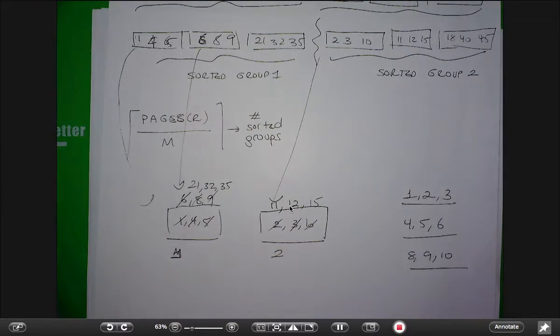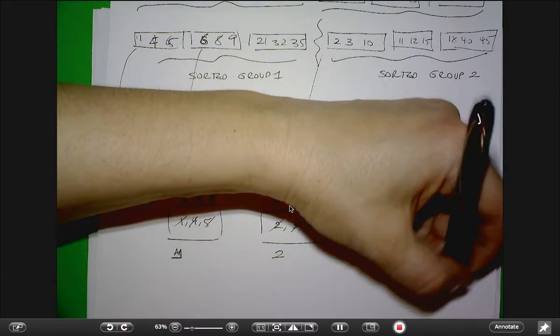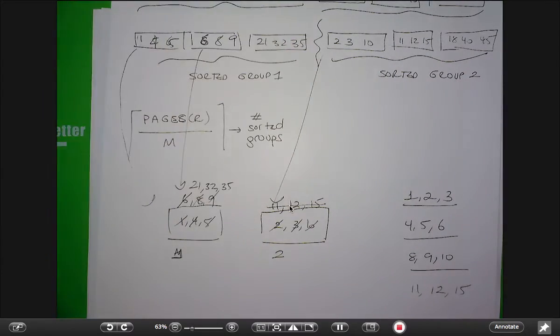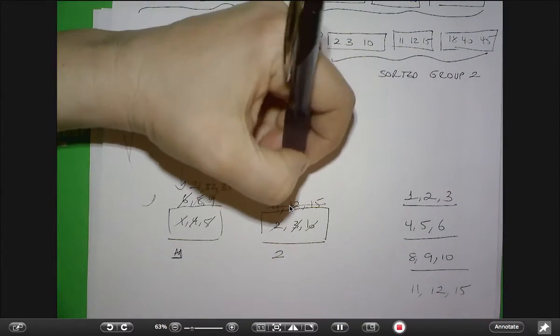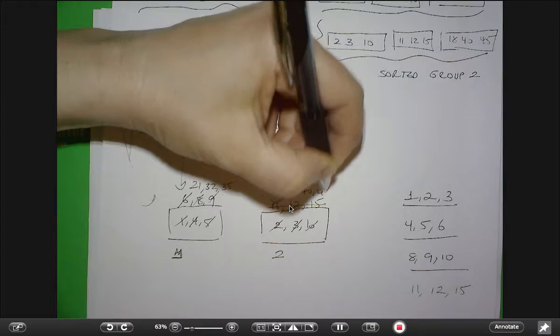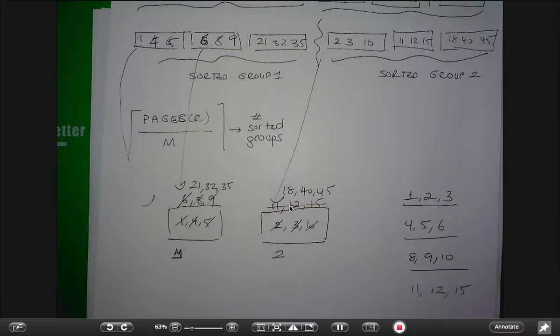So in fact, I'm going to do 11, 12, and 15, which will get rid of these. And I read the next block, which is 18, 40, 45, and continue, right? So the idea is that I keep reading these, I keep finding the smallest and putting it in the output.